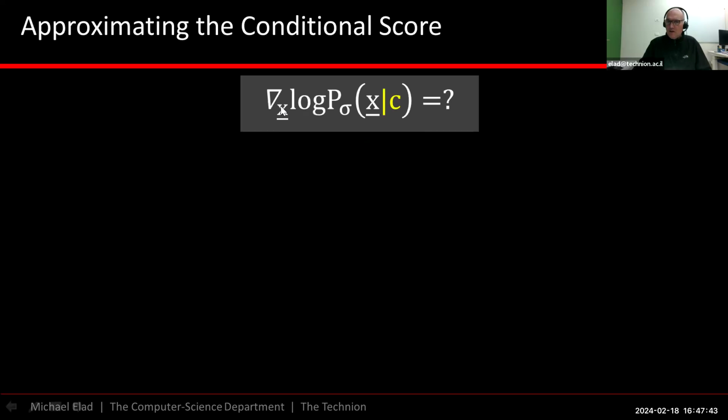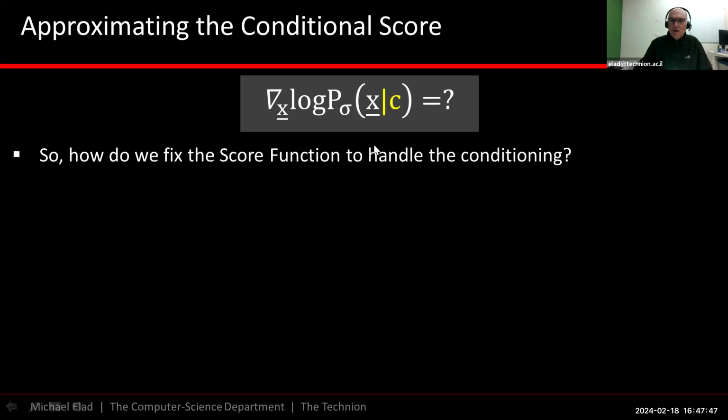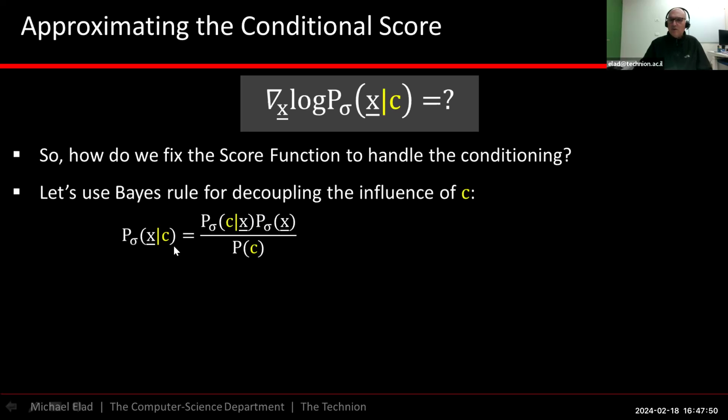The idea is this. Is this what you want? This is the conditional score. Well, how about using Bayes? Remember, probability of X given C is probability of C given X times probability of X divided by probability of C. Now, if you take grad with respect to X of the log, first, the log will turn everything here to additions and subtractions. And then the gradient will take the grad of the first element, the second element. The third element will vanish because the gradient of this doesn't depend on X.